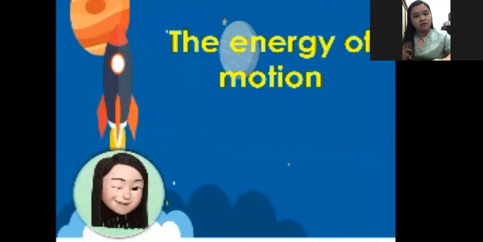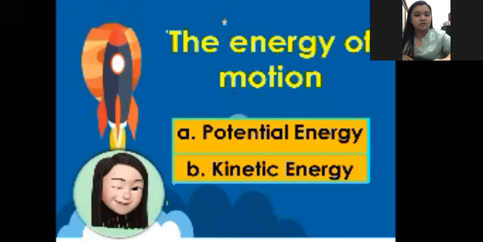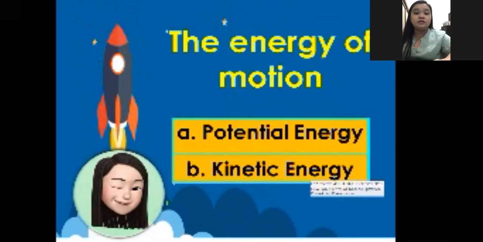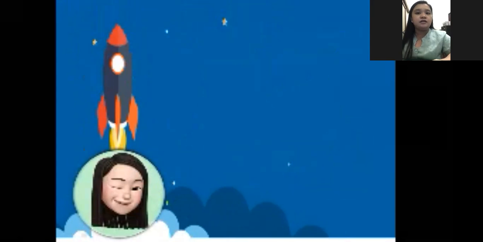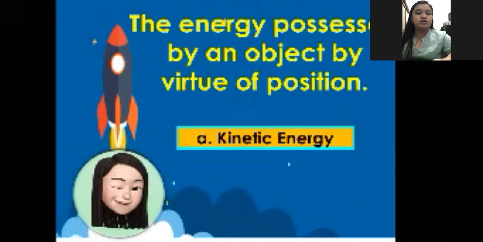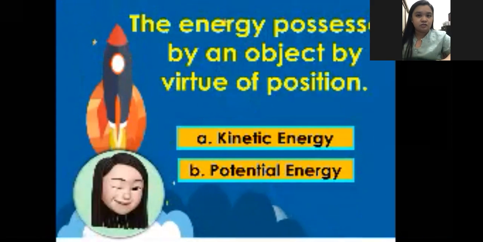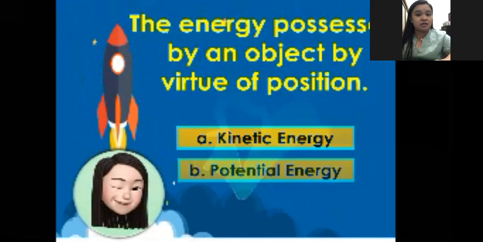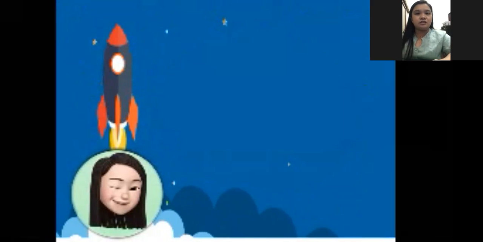First, the energy of motion: is it A, potential energy, or B, kinetic energy? The correct answer here is letter B. Very good. Next, the energy possessed by an object by virtue of position: A, kinetic energy, B, potential energy. The answer here is letter B, potential energy.